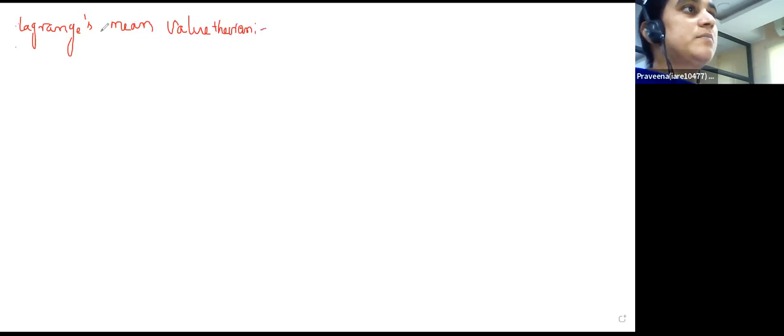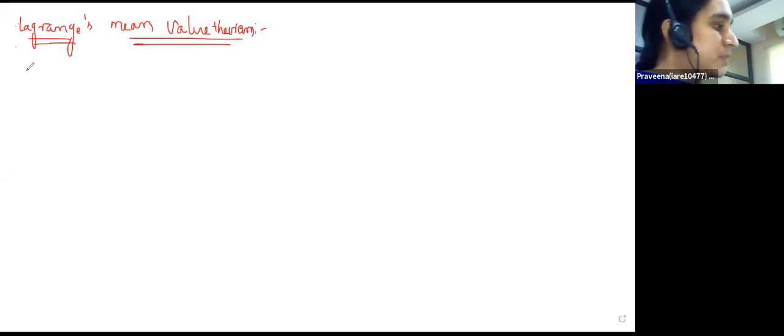Mean value theorem. Okay, write down the statement of the Lagrange's.